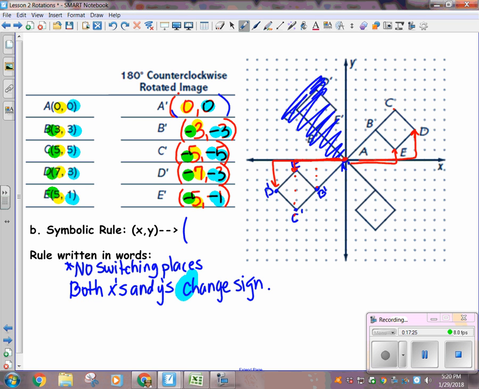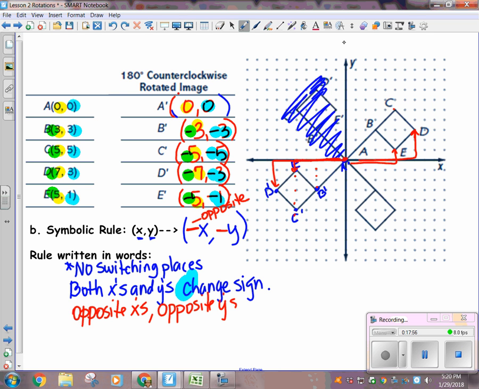Okay, if we write the rule in words, this is the original X's and the original Y's. What happens is the X's stay in the front, the Y's stay in the back, but they both go opposite. So think of that as opposite. So we could say opposite X's, comma, opposite Y's. And that is the pattern for 180.